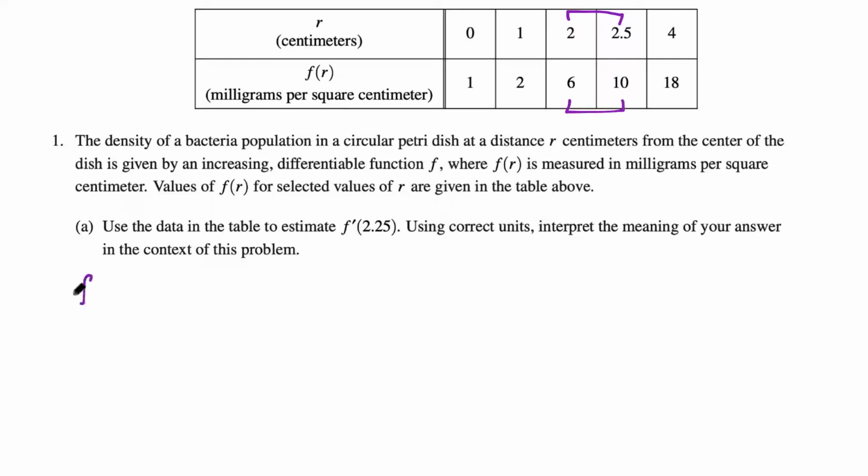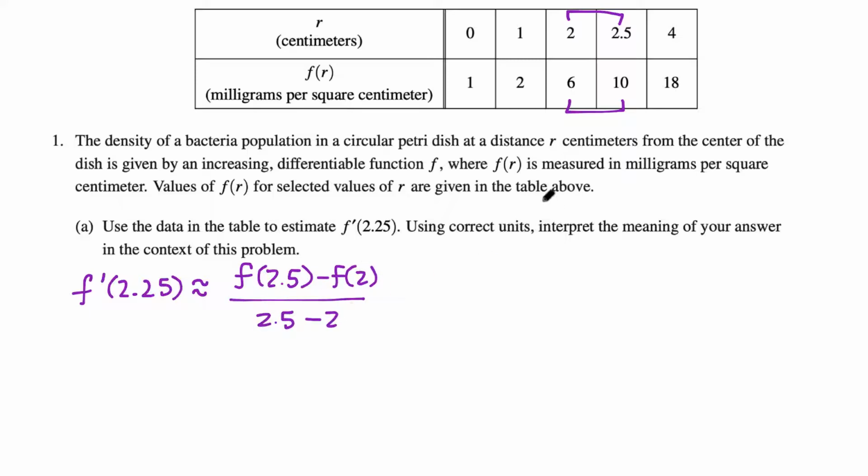Let's say f prime of 2.25 is approximately, don't forget to use the squiggly equals, f of 2.5 minus f of 2 over 2.5 minus 2. Now remember to use the 2 points right next to the point that they give you. If you use any other points, they probably won't give you credit.